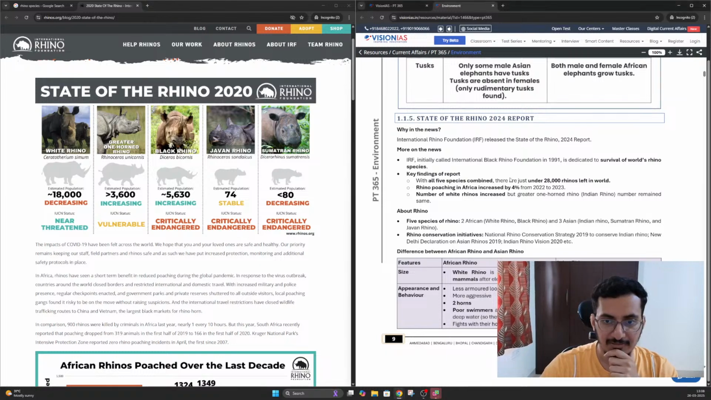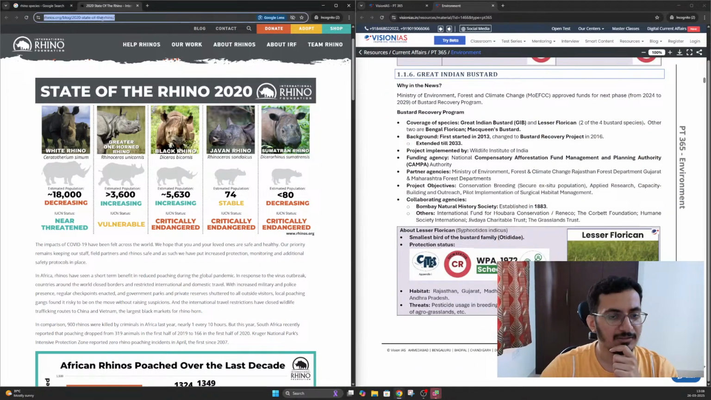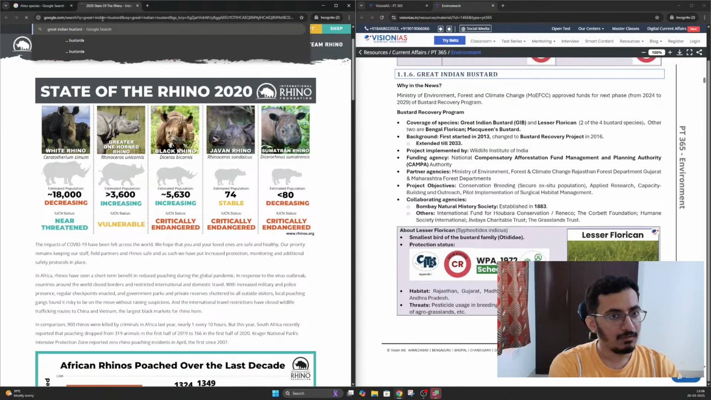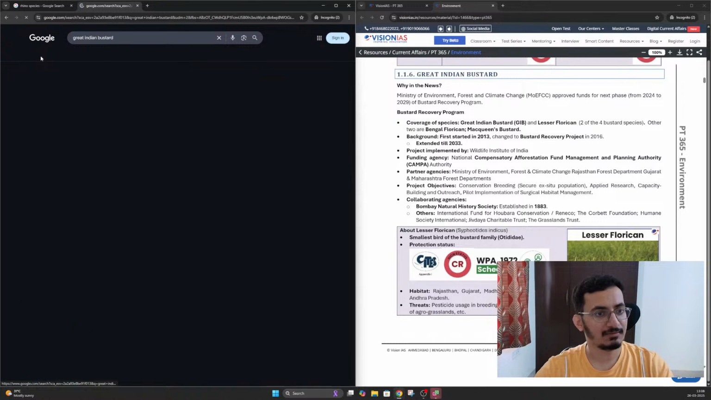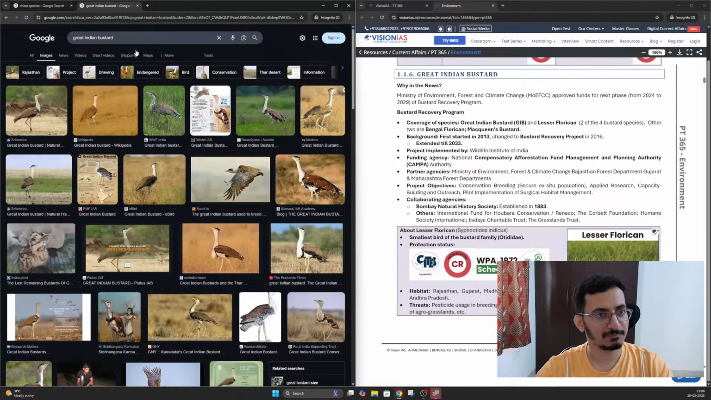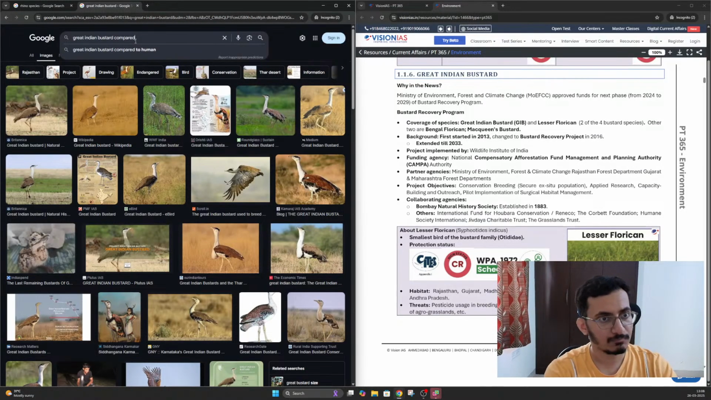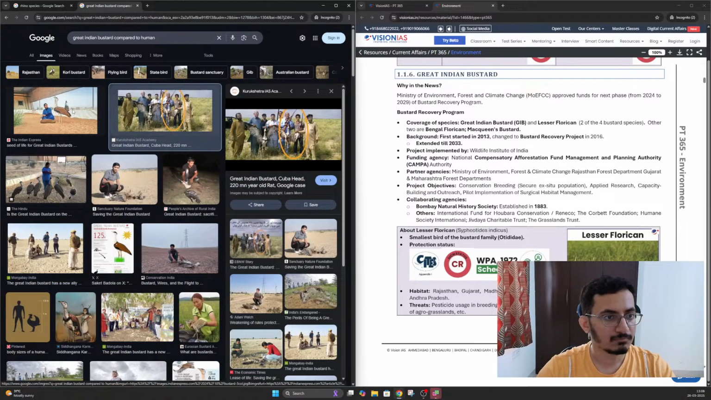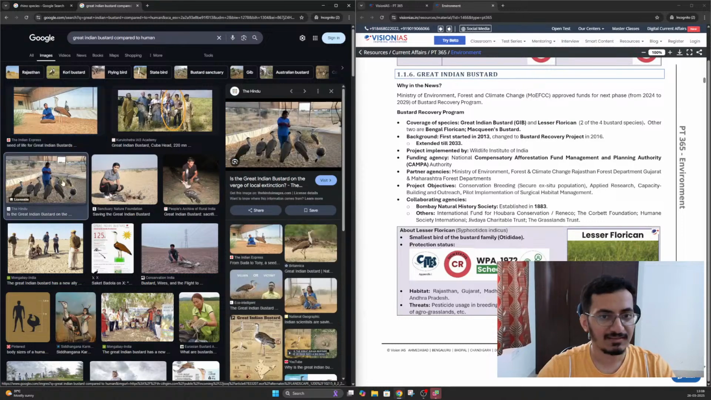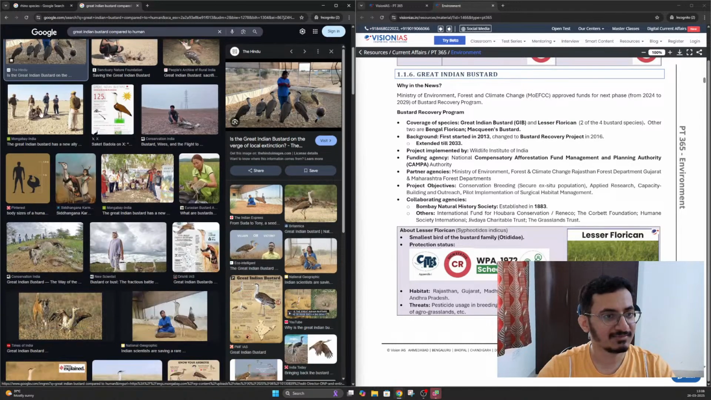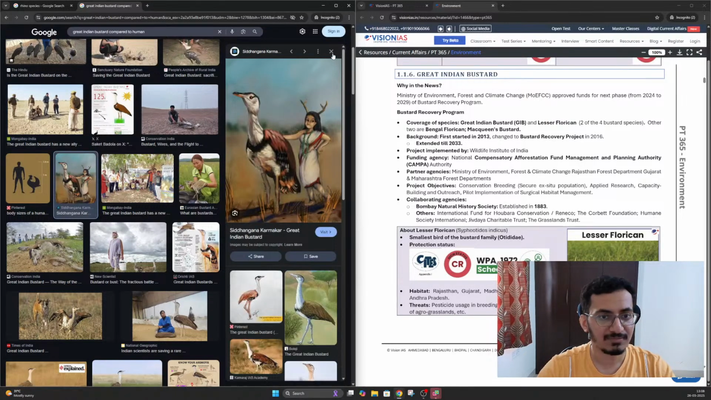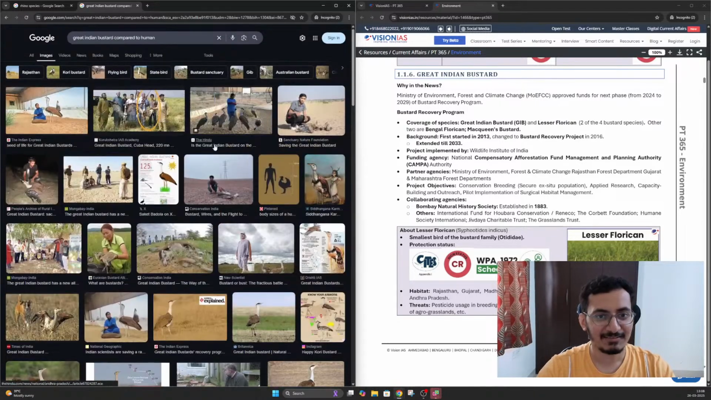So the next topic is Great Indian Bustard. It's actually the heaviest flying bird in the world. It's a very big and cute looking thing. Yeah, that is a Great Indian Bustard. Super cute. Look at their face.